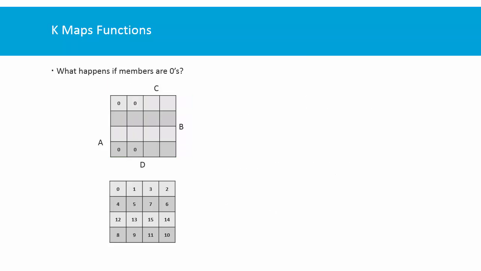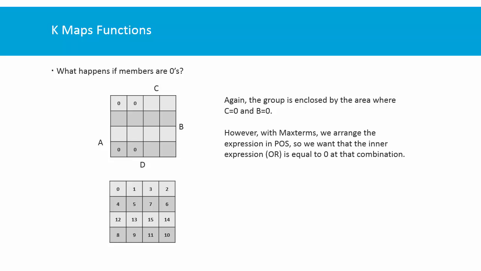Now what happens if the members were zeros? It's the same map. If you take a close look, it's the same map. We have the same members, which are 0, 1, 8, and 9. However, instead of being ones, they are zeros. So these are max terms. So with max terms, again, the group is enclosed by the same area, where C is equal to 0 and B is equal to 0.